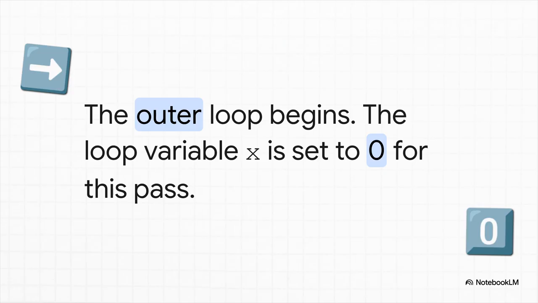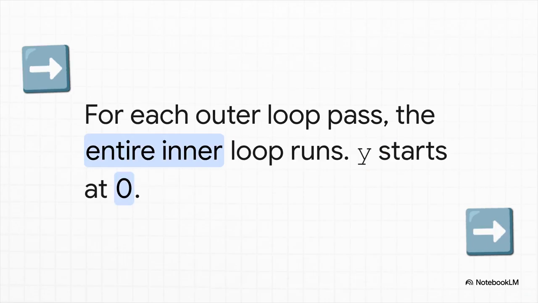First, we hit the outer loop, and our variable x gets set to 0. Now, here's the critical thing to understand. Before x gets another turn, the entire inner loop has to run from start to finish. So we dive into that inner loop. The variable y starts its journey at 0, and boom, our code prints the very first coordinate. X is 0, and y is 0.